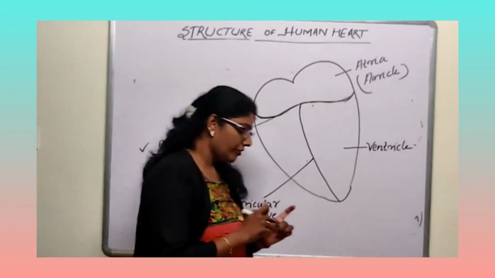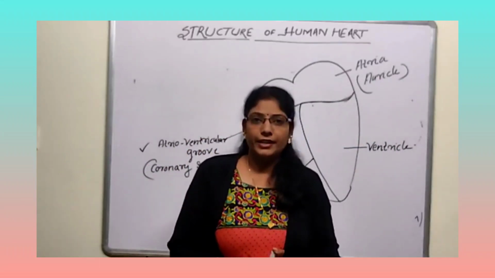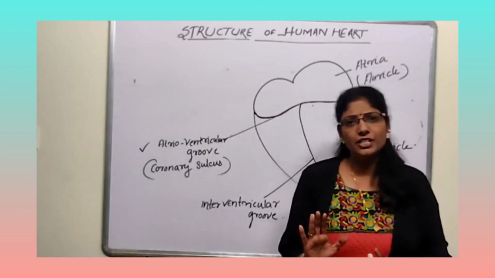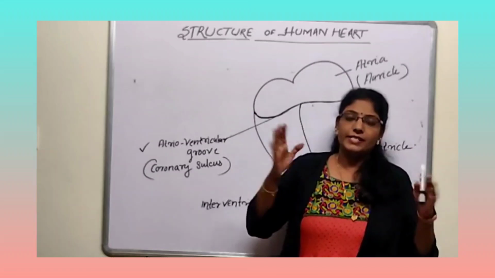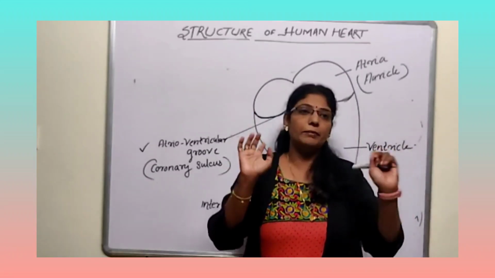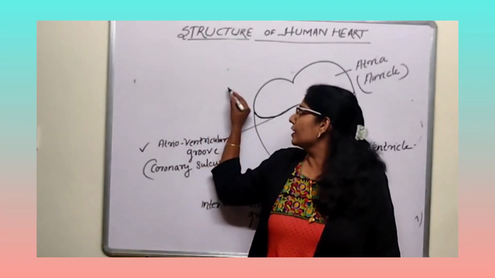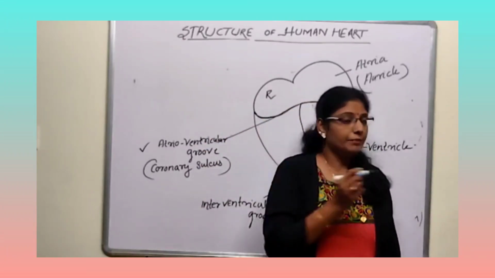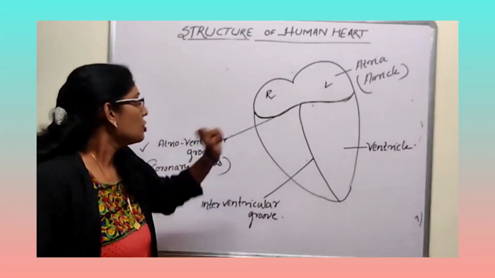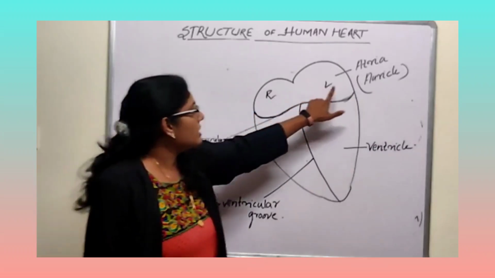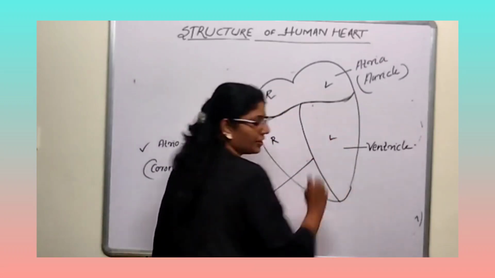Okay, now we will identify the side of the diagram. How will you identify the side of the diagram? The simple way is this: the diagram's facing and ours should be in the same direction. After keeping it like that, this is our right side, so this is also the right side of the diagram and this is the left side. So this is the right atrium, this is the left atrium, this is the right ventricle and this is the left ventricle.